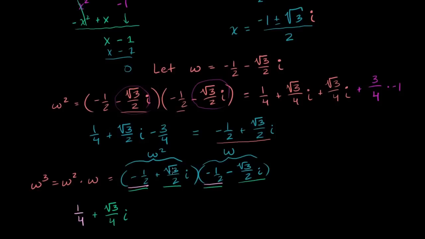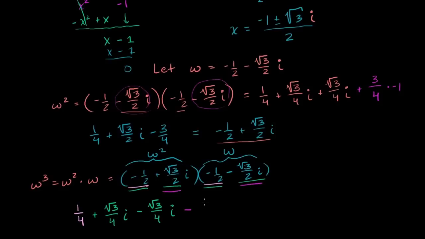So negative 1/2 times positive square root of 3 over 2i is negative square root of 3 over 4i. And then finally, multiply the two imaginary parts. Multiply that, I want to use a different color. Multiply that times that. That gives us positive times a negative, which gives us a negative.